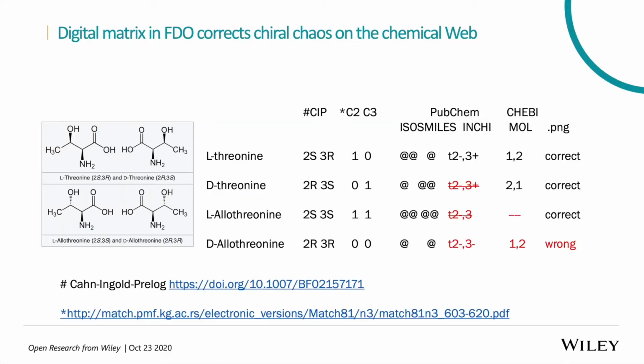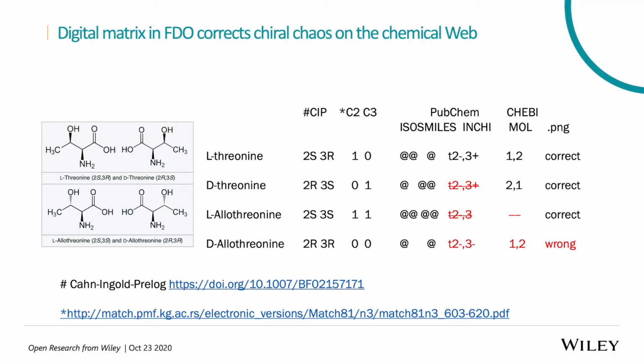A smaller example would be the problem of chirality. This is a familiar amino acid, threonine, and it comes in 4 isomers with different chirality. And by representing the chirality with ones and zeros, along with the digital representation of threonine's carbon backbone, side groups, and all the rest, we can, with the digital object, correct the confusion that occurs in various chemical databases as to the chiral centers that are involved in all 4 of these isomers.